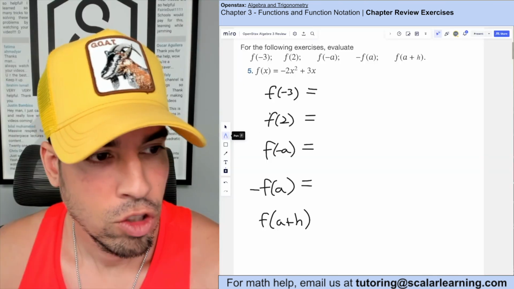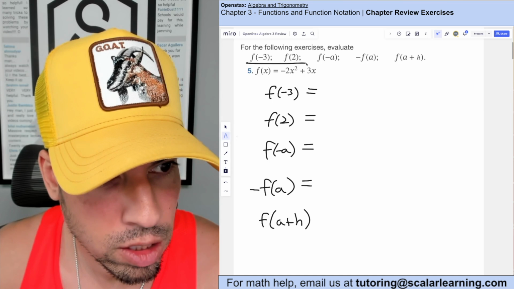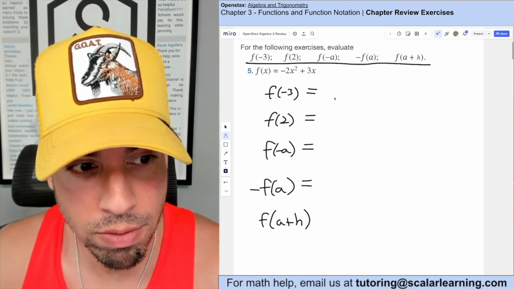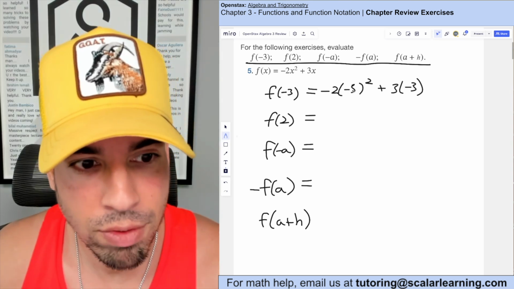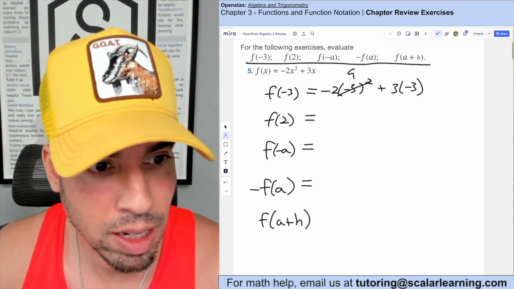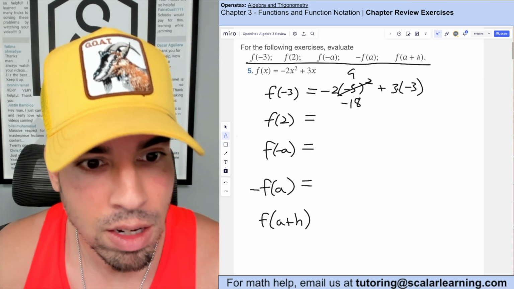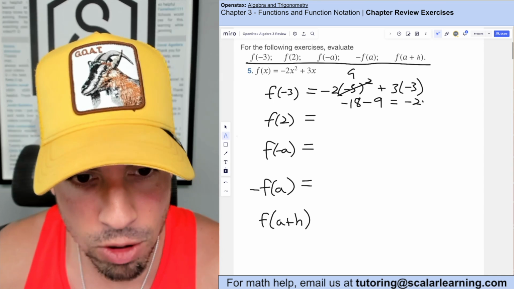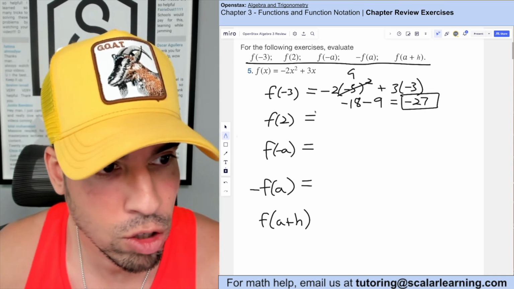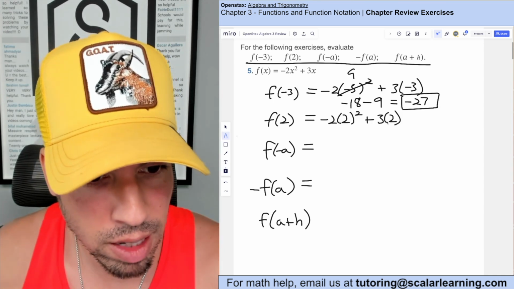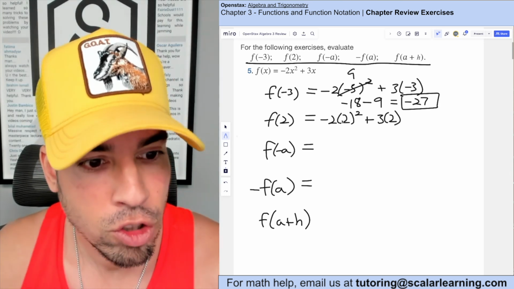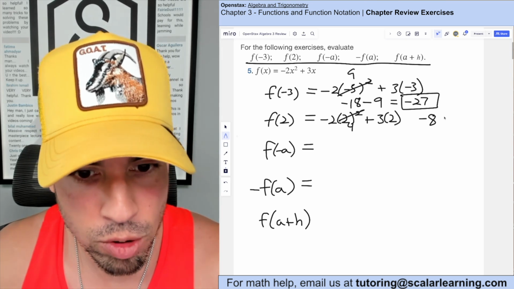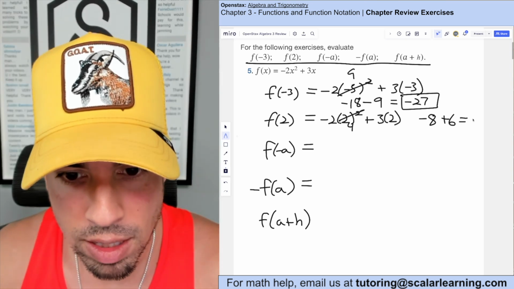Boom, done. So for this question, we're evaluating these following 5 scenarios. First, we're doing negative 3, meaning we're plugging negative 3 in for x. So of course, negative 3 squared is 9 times negative 2 in front is negative 18. 3 times negative 3 is negative 9, or we could say minus 9, and this gives us a value of negative 27. Here we're plugging in 2. So again, I'm replacing every value of x with 2. 2 squared is 4 times negative 2 is negative 8. Plus 3 times 2, which is 6. Add those together, you get negative 2.